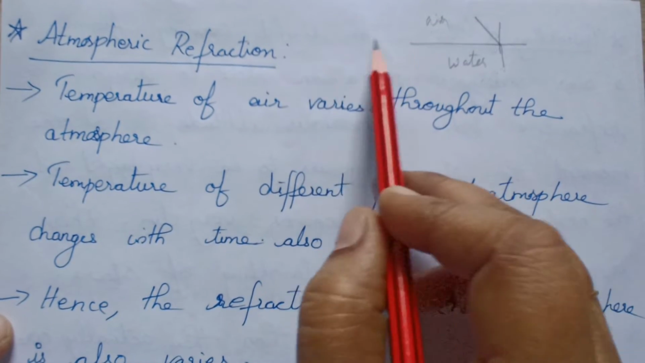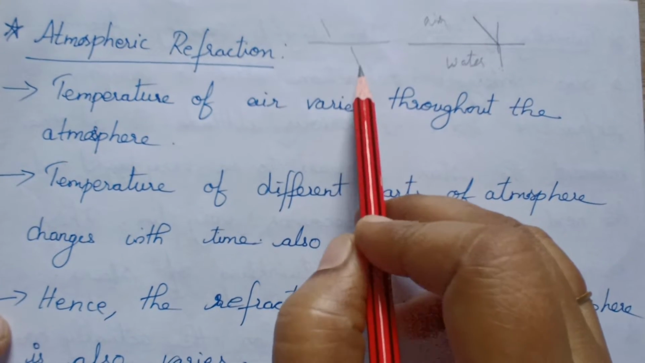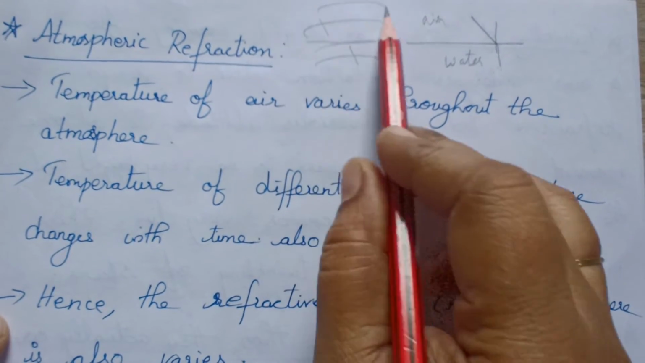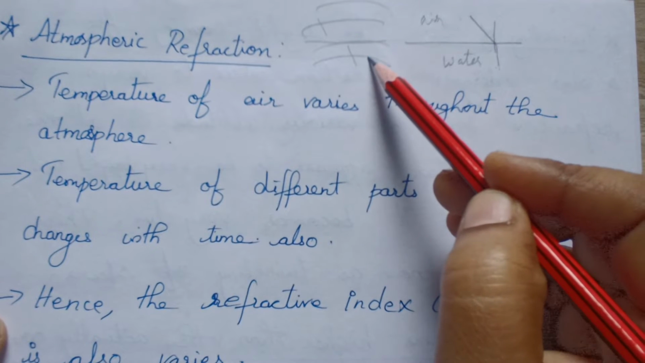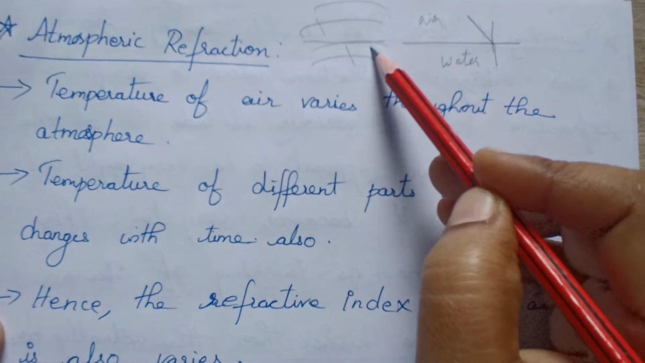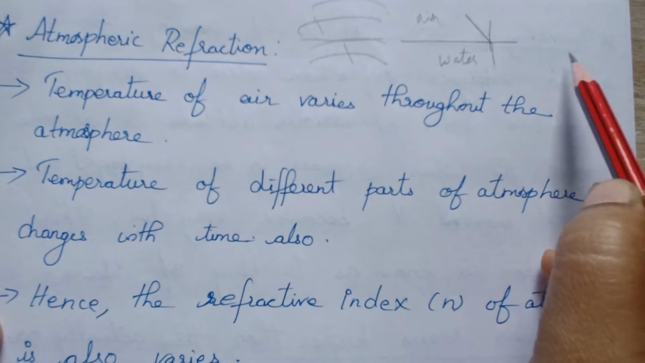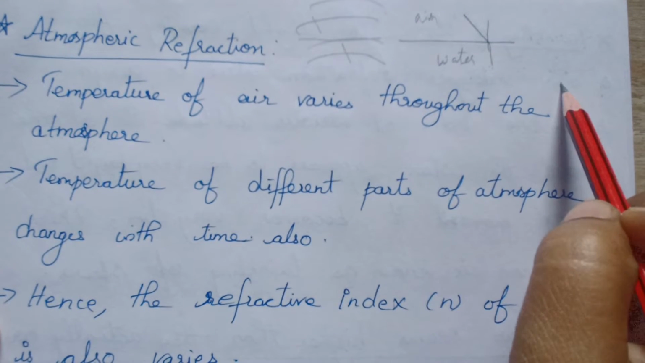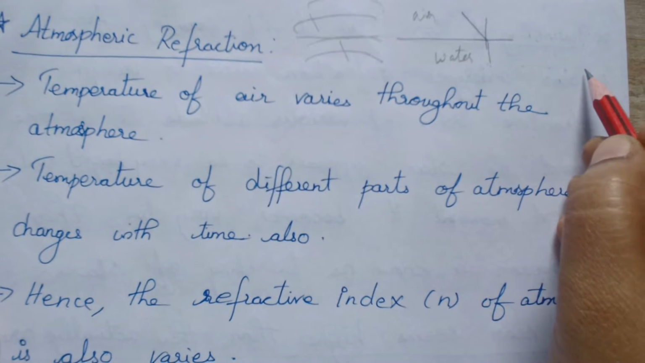The atmosphere is not a single layer. It is not like this is one surface and this is one phase. The atmosphere is made up of so many layers, so there will be a difference in temperature. You know that temperature also affects the density of the medium, right? If the temperature is more, the particles in the atmosphere move away from each other, so its density is very less. When it is cold, the density is more.